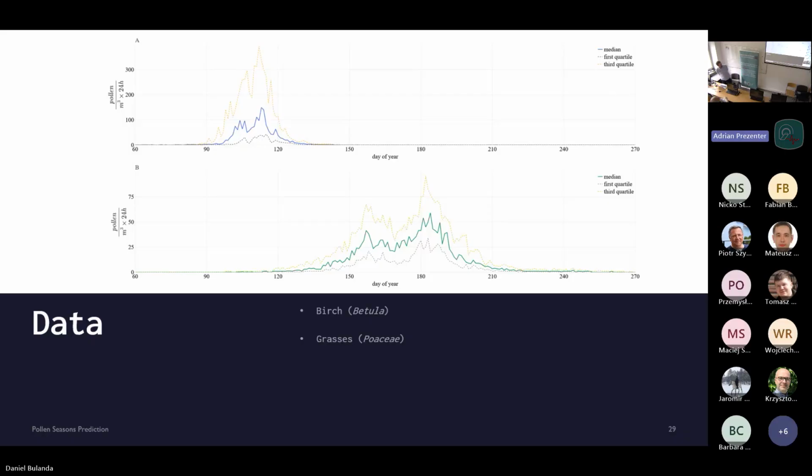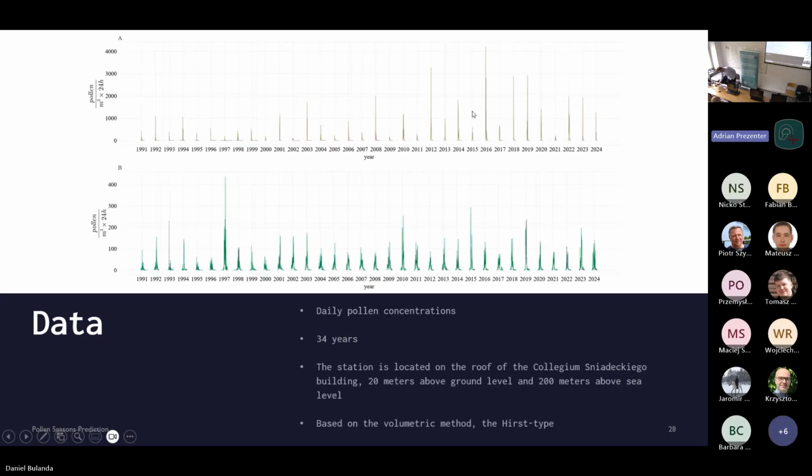You can see that those distributions are completely different. So we decided to use different models for birch and different for grasses, because here we can see one huge spike, and these plots for grasses are much more irregular.